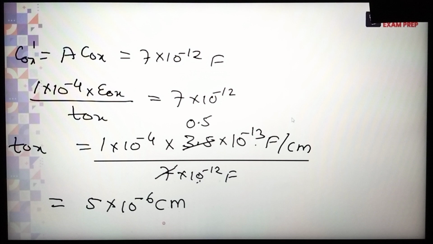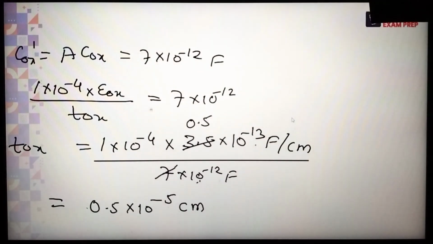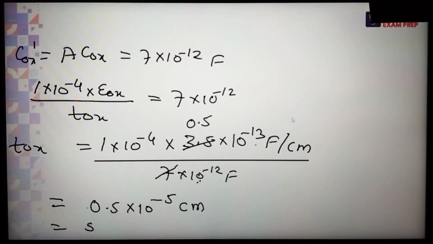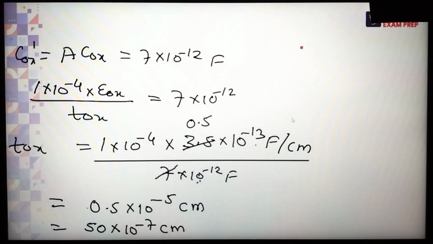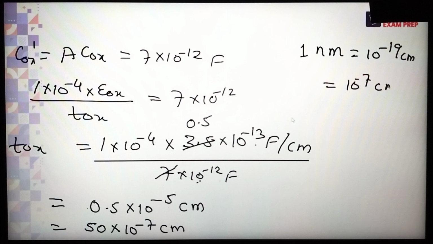Tell me everyone. This is 0.5 into 10 raised to power minus 5 centimeter. Right. Now convert it into nanometer, since the answer is given in nanometer. When I write it as 50, it is divided by 100. And 1 nanometer is equal to 10 to the power minus 7 centimeter. Sorry, 10 to the power minus 7 centimeter. That's why it will become 50 nanometer. Easy, guys? Formula based question directly. No doubt.